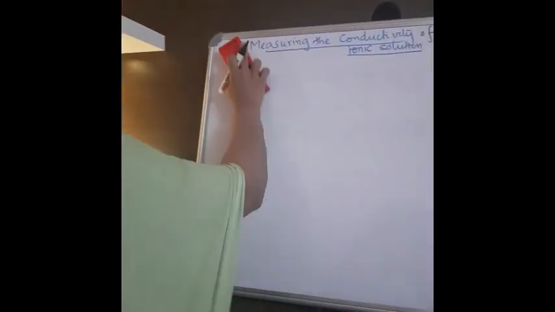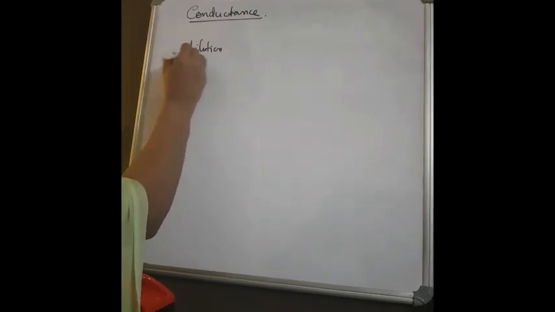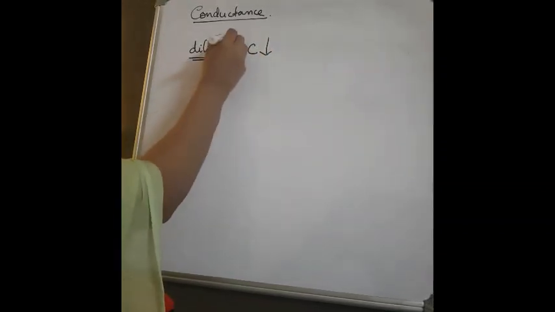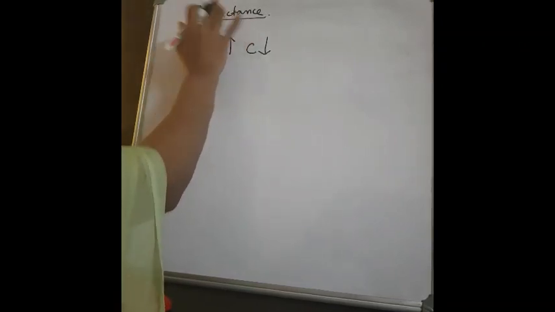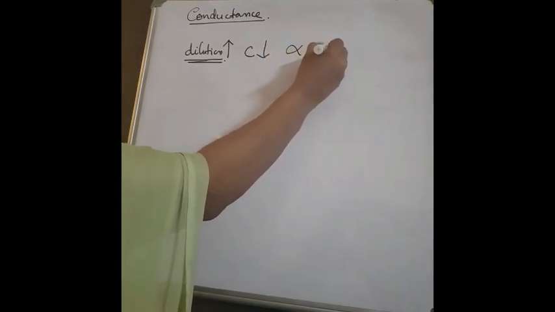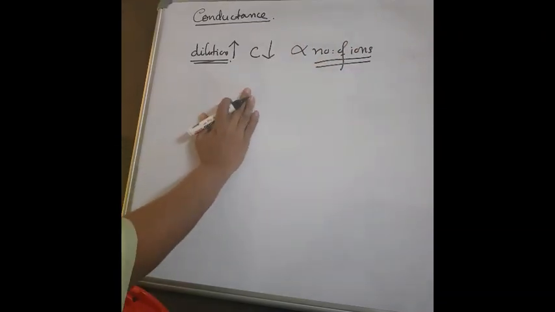First we will talk about the conductance. Before going into conductivity, we will see what happens to the conductance on dilution. Dilution means adding more and more water, correct? That is, concentration is decreasing. Dilution increasing means concentration is decreasing. Now what is meant by conductance? Conductance is directly proportional to the number of ions, isn't it? The number of ions which are carrying the current.